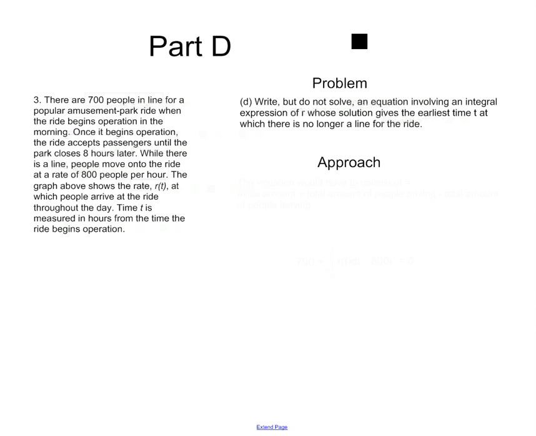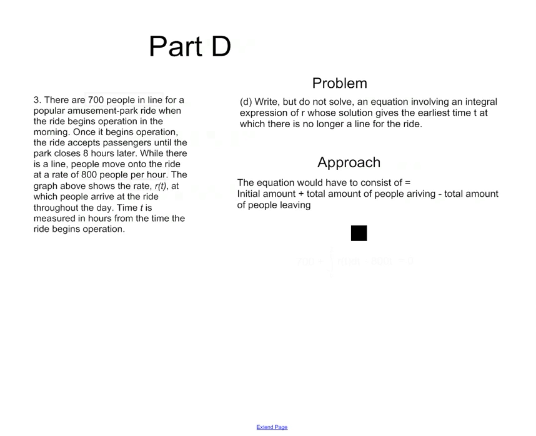Part D. Write but do not solve an equation involving an integral expression of R whose solution gives the earliest time t at which there is no longer a line for the ride. In order to do this, we need to know the initial value, the total amount of people arriving and the total amount of people leaving. We can find these by looking at the question. There are 700 people in line for a popular amusement ride. 700 is our initial value, when the ride begins operation in the morning.